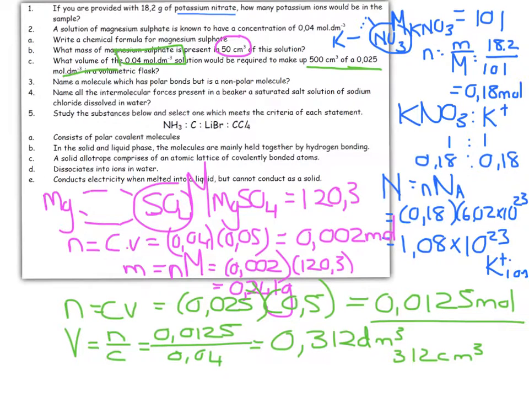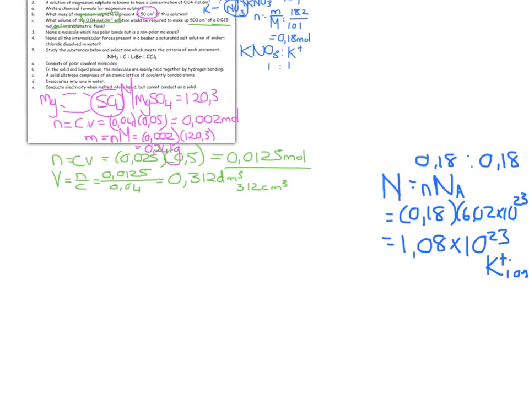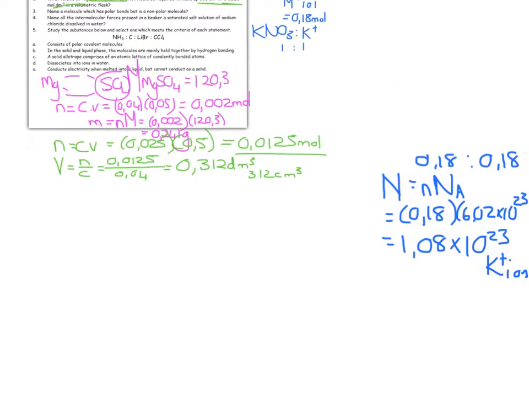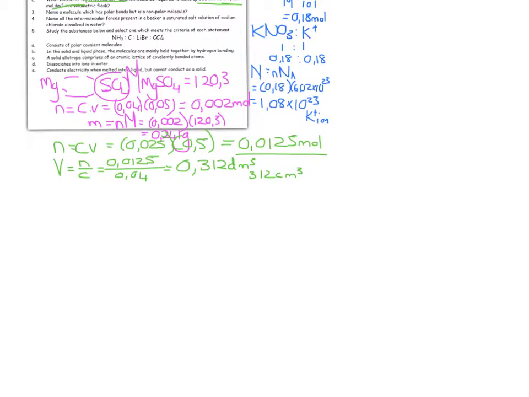Next one, name a molecule that has polar bonds but is a non-polar molecule. There are a few of these that you can do. One of them is your tetrahedral shaped molecules. The other one that you could easily enough do is also something like carbon dioxide. Carbon dioxide, non-polar molecule because it's linear and symmetrical.